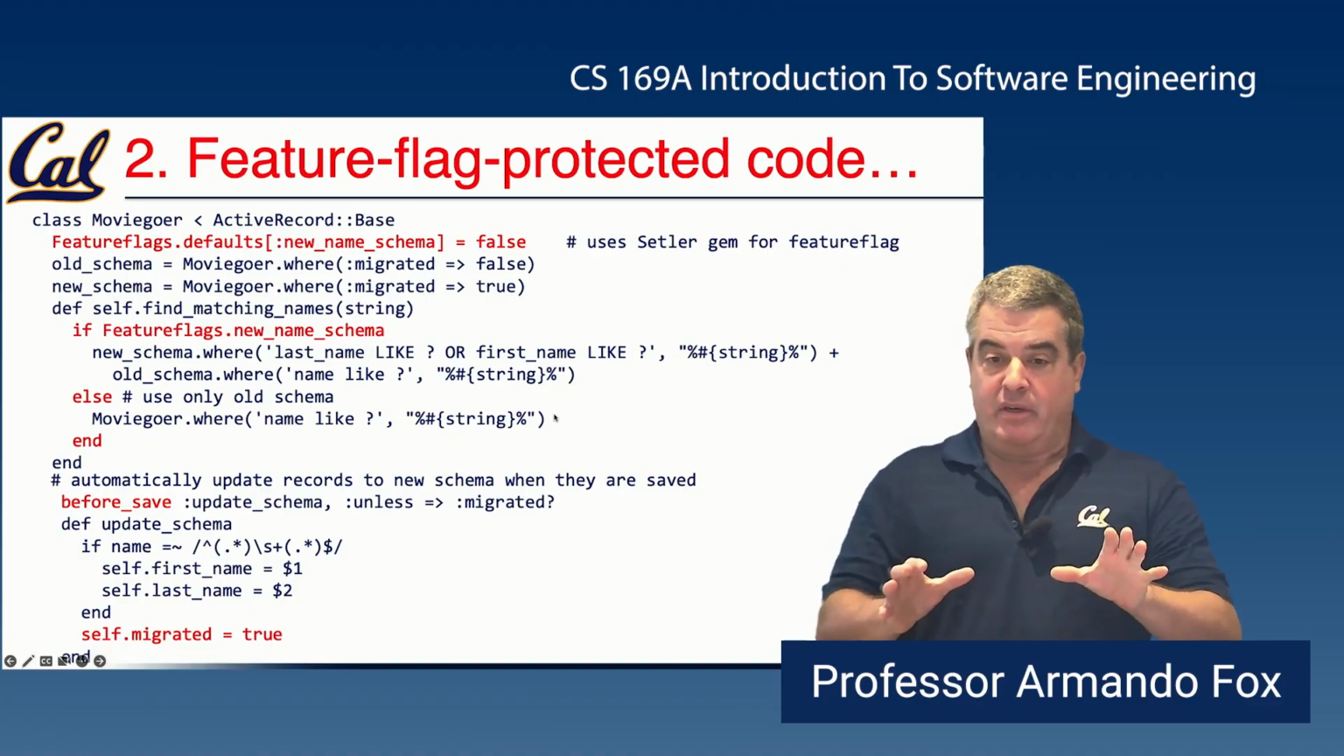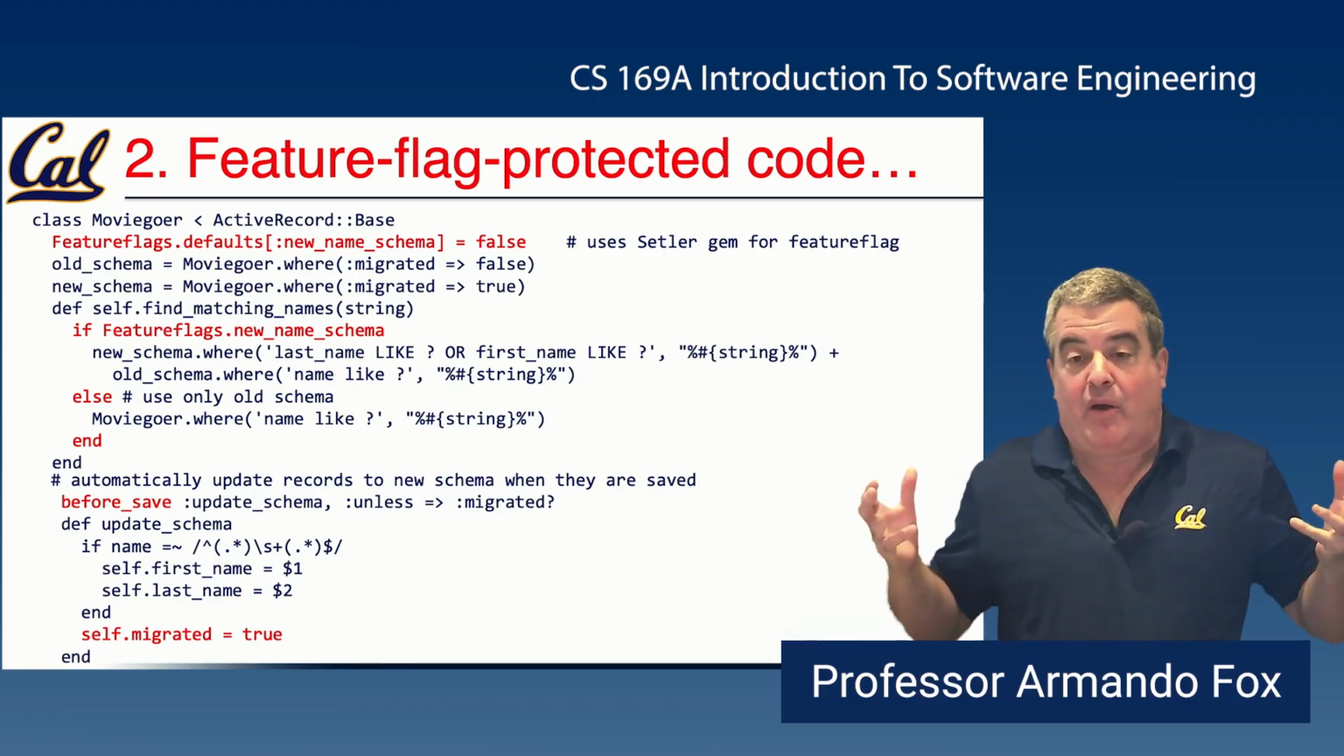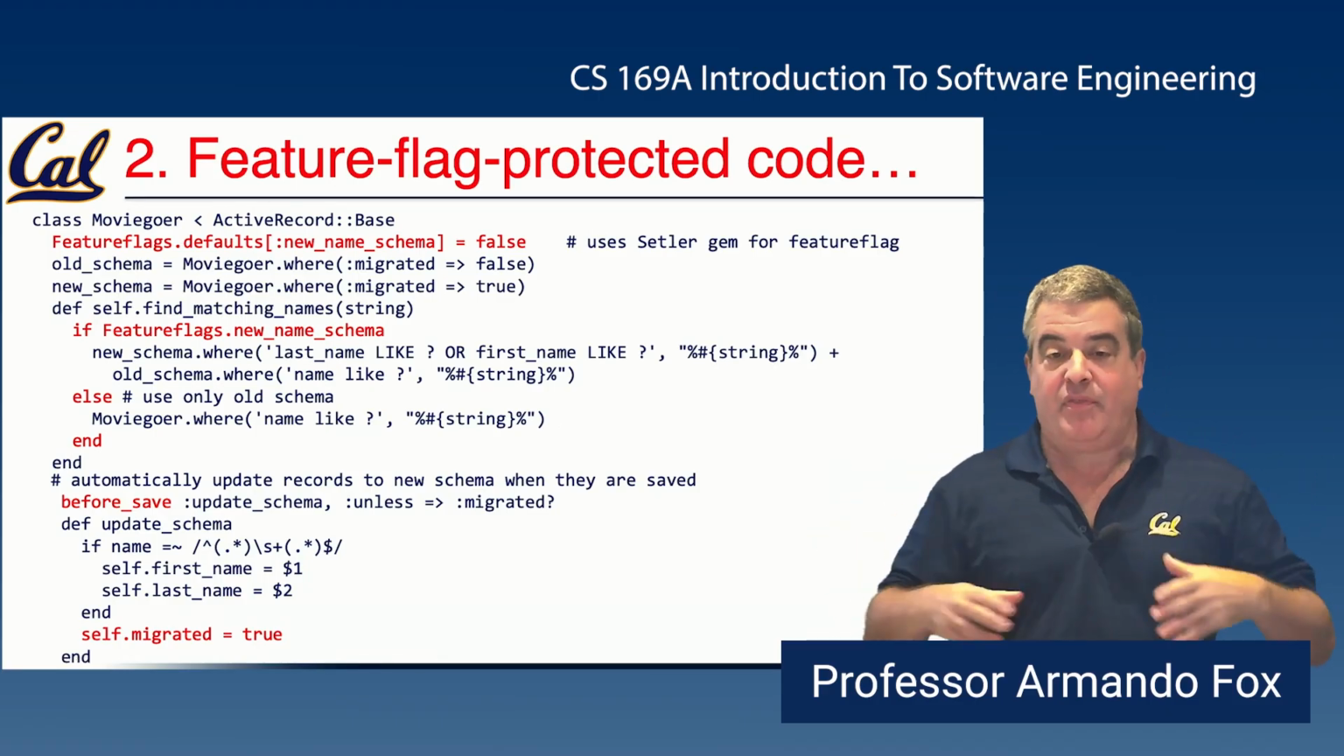So far, so good, right? So what we're doing is we're incrementally migrating the records. And this is without running any special code. This is just letting the app do its job.